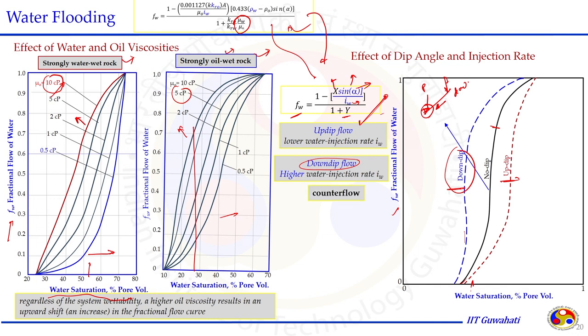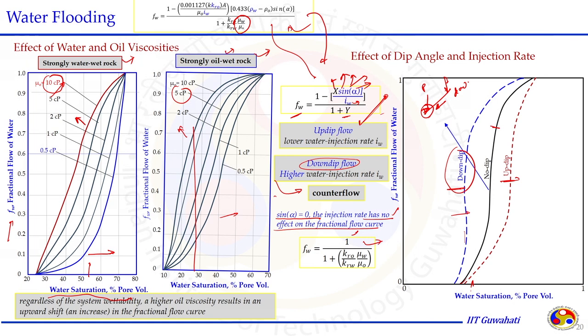There could be a situation of counter flow conditions, and that should be avoided. It means we are injecting the water and the water is moving towards the production well while the oil is moving towards the injection well. And that should be avoided, and that could be done by maintaining a higher water injection rate. So when sine alpha is 0, the injection rate has no effect on the fractional flow curve. It will remain the same, and in the simple form, putting sine alpha equal to 0, the equation will be simplified like this.